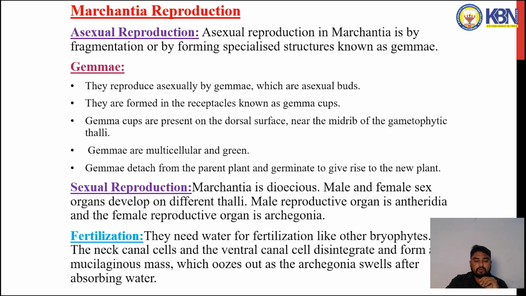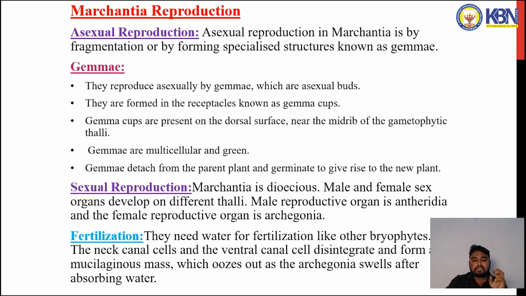Next one, sexual reproduction. Marchantia is dioecious. Male and female sex organs develop on different thalli. The male reproductive organ is the antheridia and the female reproductive organ is the archegonia. Right. Fertilization: they need water for fertilization, like other bryophytes.